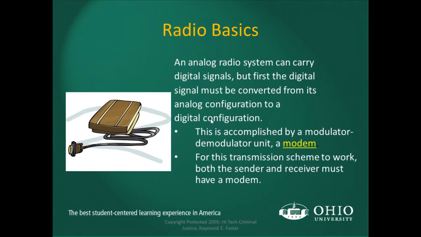Back to radio basics. An analog radio system can carry digital signals, but the digital signal must first be converted from its analog configuration to its digital configuration, and the way that's done is a modem. Although many people associate a modem with a dial-up phone line, everybody with broadband communications still has a modem. You have that cable modem, which is converting the analog or RF signals to digital signals that your routers, your computers and other connected devices can understand. So the modem is the important thing to understand. That's where the conversion of that signal is done.